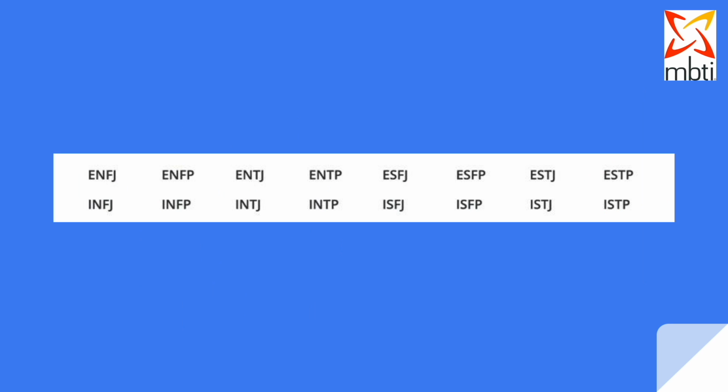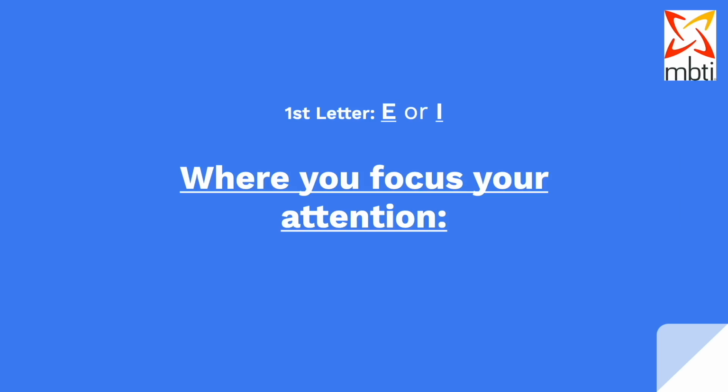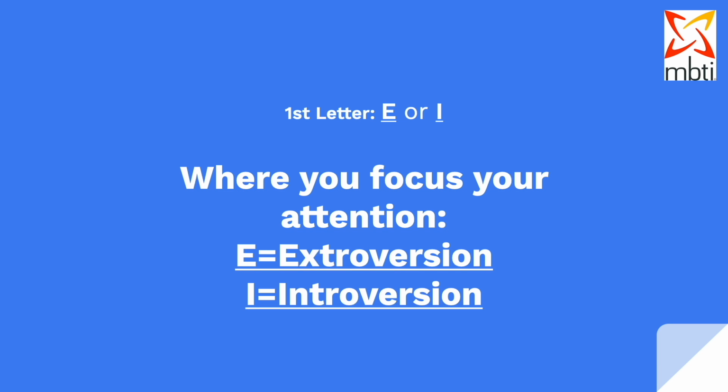Now, what you're looking at here is the grid of all 16 Myers-Briggs personality type possibilities. And as you can see, each one of those is represented by some 4-letter combination. We're getting ready to dig into the different letters and what they mean and why they fall into the order that they fall into. So the first letter is always going to be an E or an I, and it's all about where you focus your attention. You're either going to be an E, which is extroversion, so for those that are extroverted, or you're going to be an I, which stands for introversion.